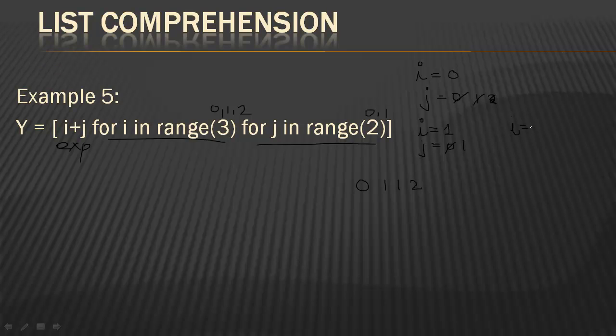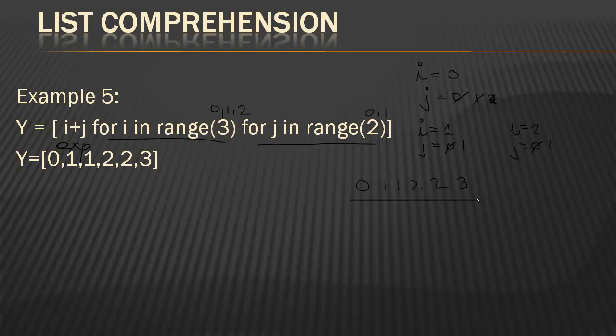So the outer loop now becomes 2. Then j becomes 0 once again. 2 plus 0 is 2. j becomes 1. 2 plus 1 is 3. I'm done with the inner loop. I go back to the outer loop. Outer loop is also done. So I'm expecting to get this into my list. The output is 0, 1, 1, 2, 2, 3. Is that clear?